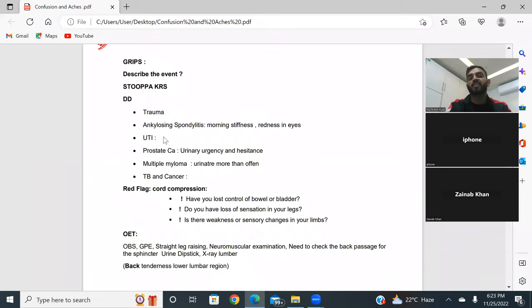Then you will be asking UTI questions again, any fever. Just quick. This is quite quick. Don't get stuck on this. Similarly, prostate cancer: any urgency, any hesitancy; multiple myeloma: urinating more often. These are the same questions. Any TB question and cancer question, these need to be asked again, as in the other scenarios. Any weight loss, any night sweats, these are the same questions for TB and cancer, okay?